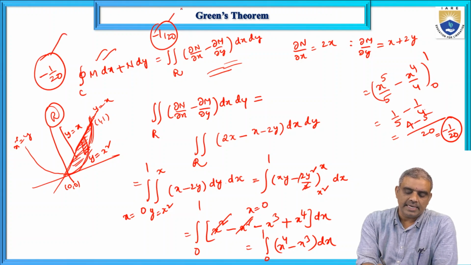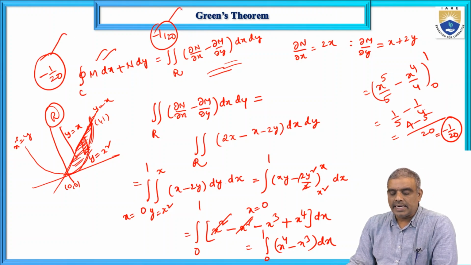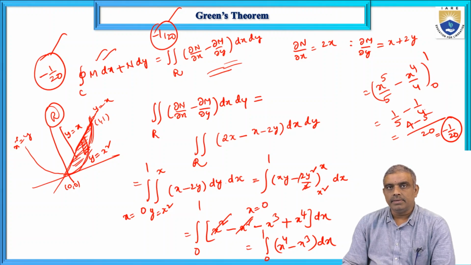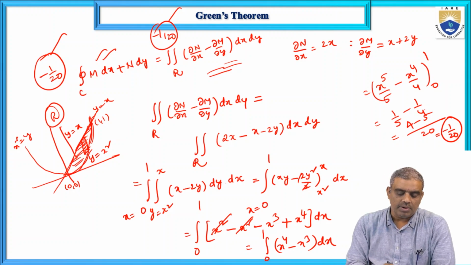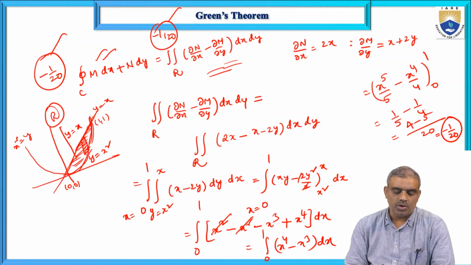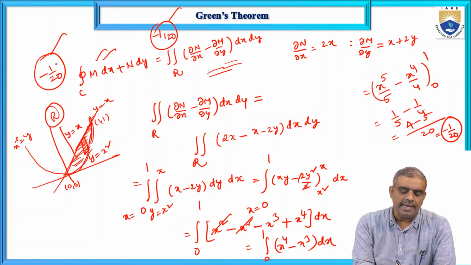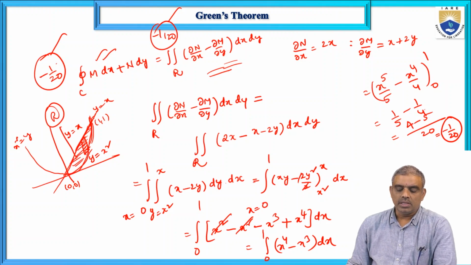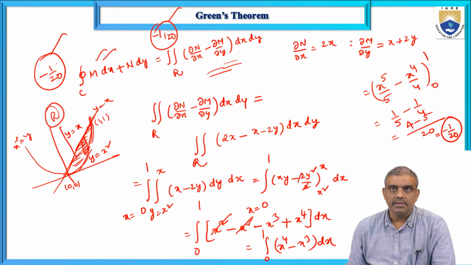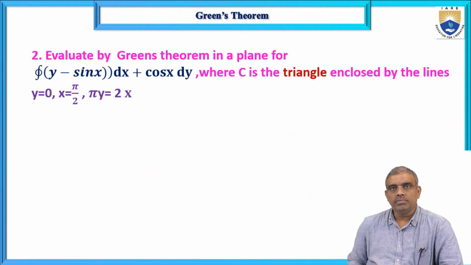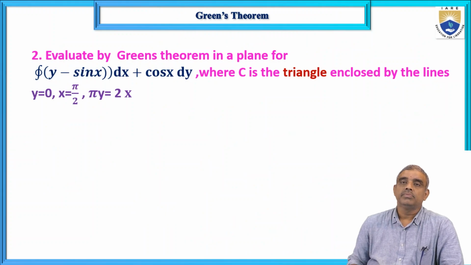Already we have reached the left hand side result minus 1 by 20, and the right hand side result is also minus 1 by 20. So Green's theorem is verified, because integral over the closed curve C, M dx plus N dy is equal to double integral over R of dou N by dou x minus dou M by dou y dx dy. Both results, LHS and RHS, have the value minus 1 by 20. So Green's theorem is verified. That is the method of doing the verification problem.